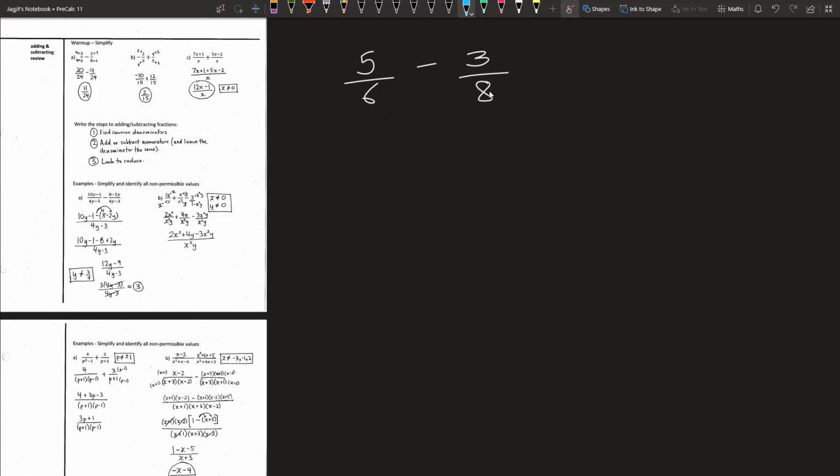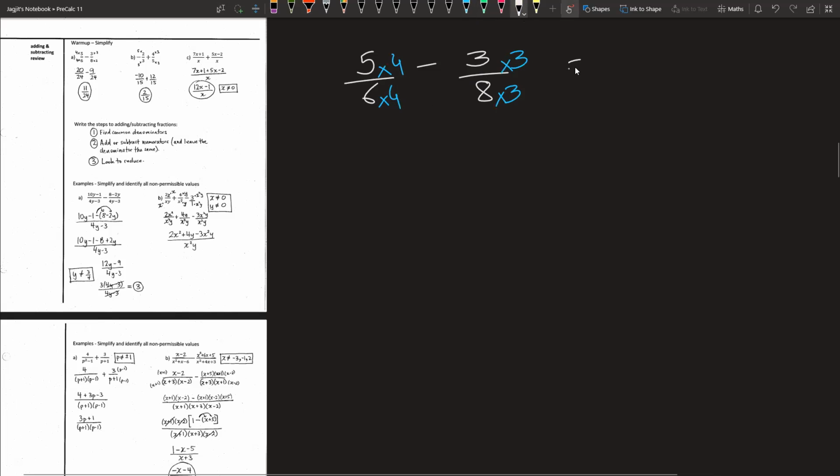What that means is we want to turn both of these denominators into 24. How would I make 6 into 24? I'll multiply this by 4. And whatever you do to the bottom, you do the same to the top, because you want to maintain the ratio. Okay, how do I turn 8 into 24? I times this by 3, and you do the same to the top.